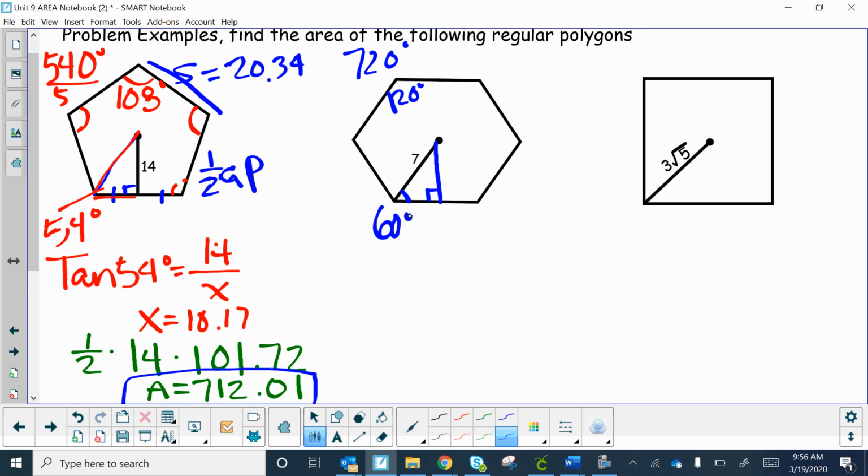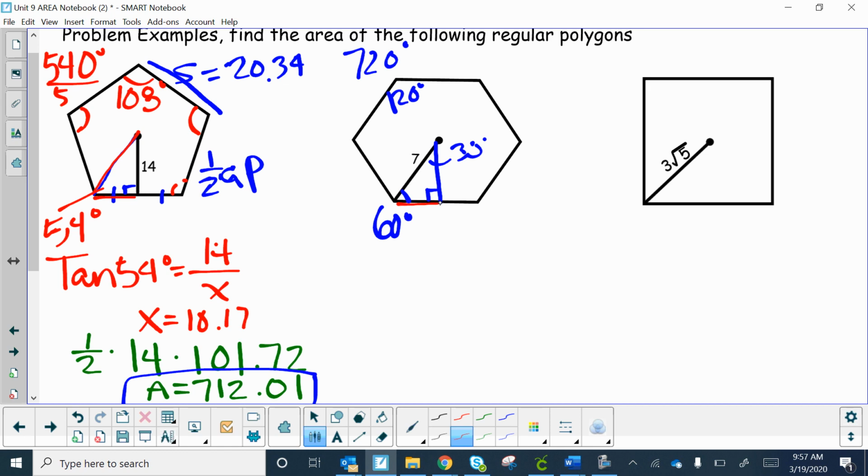Well, if you have a good memory of a 30-60-90 triangle, because that's what this is, that's a 30-degree angle, and that's a 60-degree angle. This 7 is the hypotenuse. So if you have a good memory, this piece right here is the short leg, which is always half of the hypotenuse.